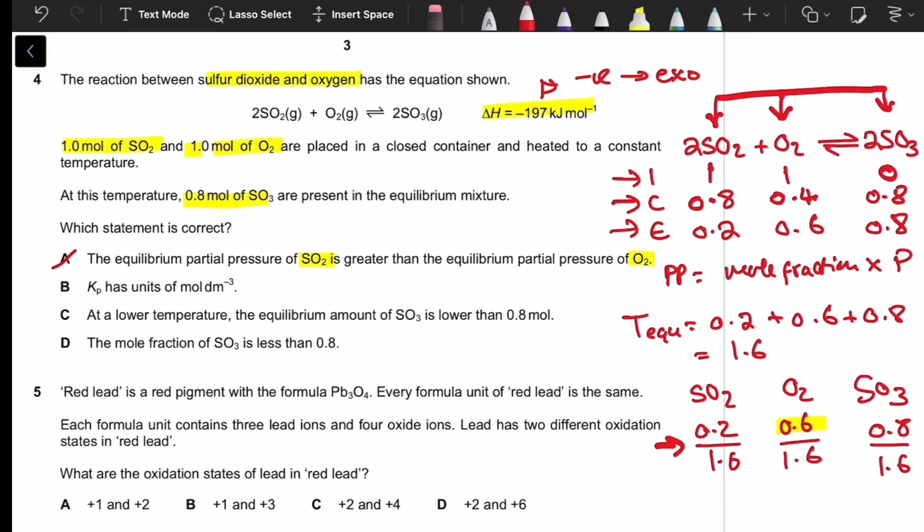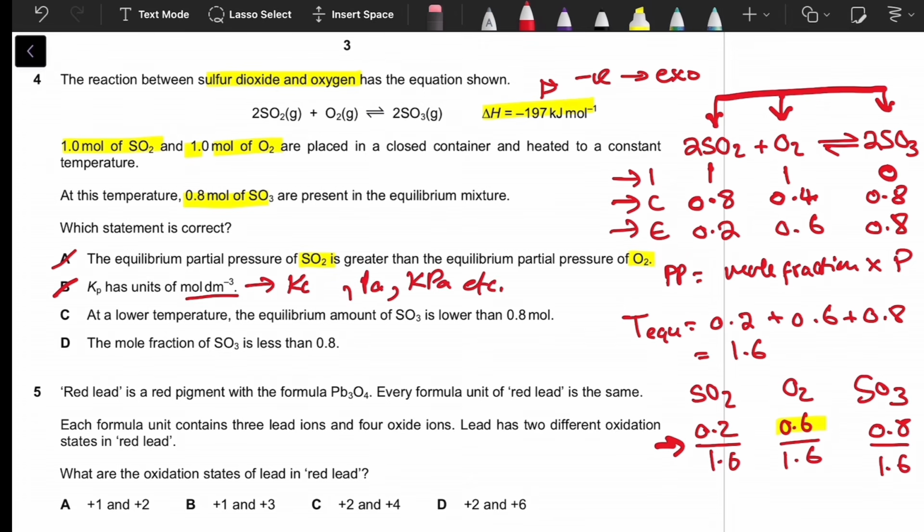Option B says that Kp has units of moles per decimeter cubed. That is definitely wrong because moles per decimeter cubed is a unit of concentration and it can be used in Kc. Kp actually uses partial pressure units such as pascal or kilopascal, etc.